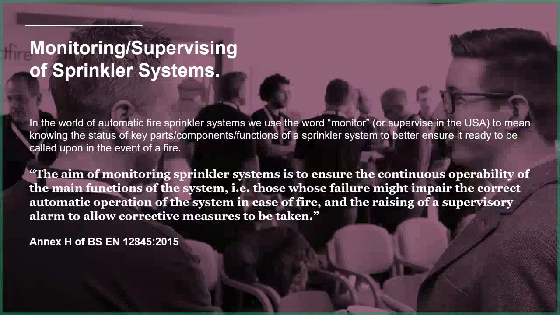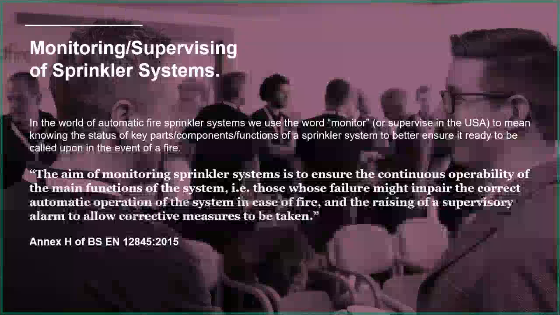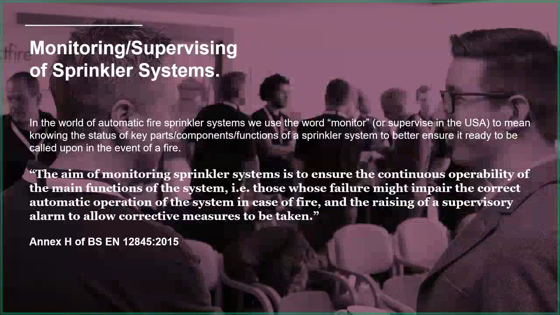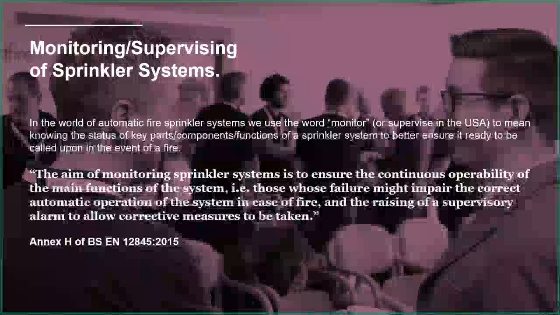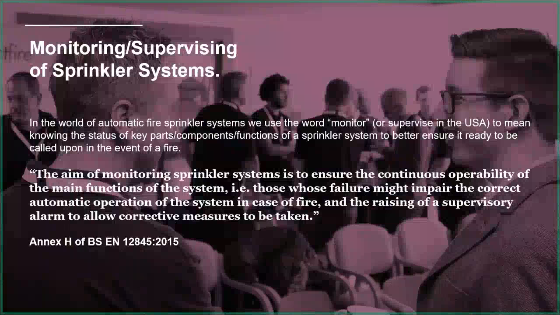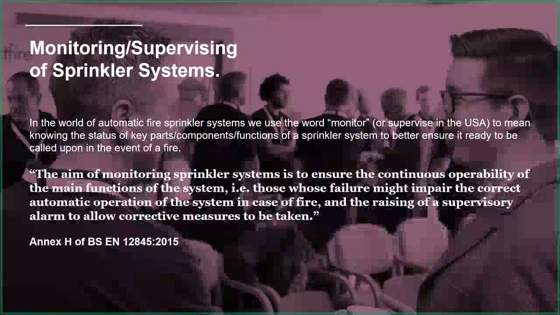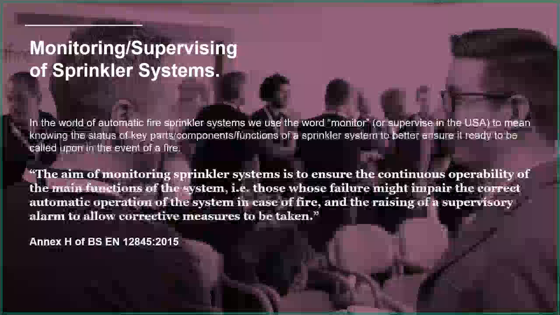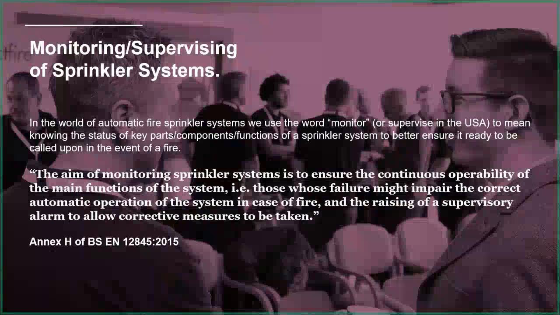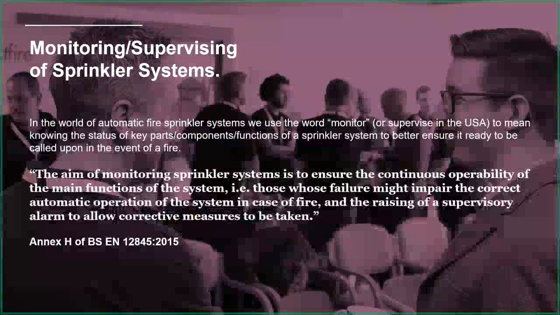Annex H of BS EN 12845 is entitled Sprinkler Systems Monitoring. I would say it should be Sprinkler System Monitoring, where I've taken a quote from that annex. The aim of monitoring sprinkler systems is to ensure the continuous operability of the main functions of the system, i.e. those whose failure might impair the correct automatic operation of the system in case of fire, and raising of a supervisory alarm to allow corrective measures to be taken.